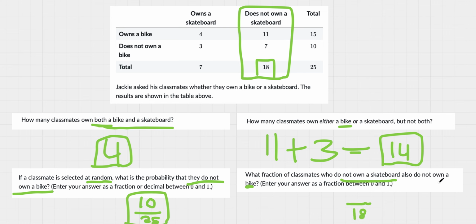Now we're looking at do not own a bike. Okay, this information is useless right now because that's showing us how many people own a bike. We're not looking at that. We're looking at how many people do not own a bike. Okay, so that's 7. Now we just place 7 over here because that's our people who do not own a bike, and this is our total. And this is our answer.